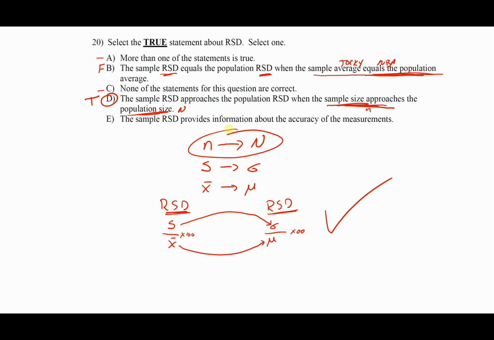The sample RSD provides information about the accuracy of the measurements. No, remember, RSD provides information on precision. So none of the statements for this question are correct. No, we do have a good one. And more than one is true. Nope, that is also false. So it's just D. 20 is D.